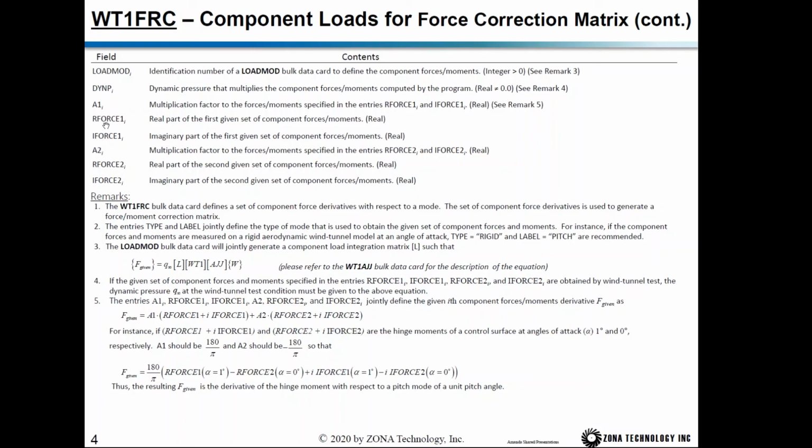That's the real part of the component loads and the imaginary part of the component loads, and you have A2 as another factor for the other component loads. So the F given is defined by A1 times RFORCE1 plus i times IFORCE1, plus A2 times RFORCE2 plus i times IFORCE2. And for instance, if those two component loads are the hinge moment of a control surface at angle theta of 1 degree and 0 degrees, A1 should be 180 divided by pi, and A2 will be negative 180 divided by pi. So the F given is the slope, the derivative of the component load with respect to a unit change of, say, the angle theta.